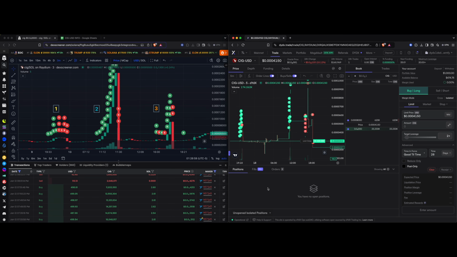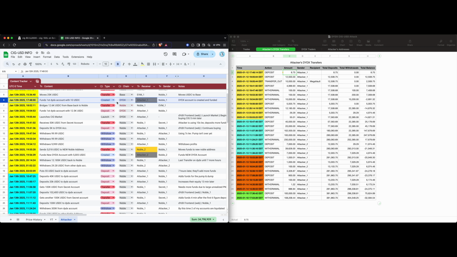Now this is actually where he starts creating his account. He funds his dYdX account, the attacker 1 address right here, with $10, and we could verify this using the dYdX endpoint. As you can see here, he receives it at the same time, $10. If you're wondering why it is only $8.75, it's because when you first create your dYdX account, some of those funds are reserved for fees later on whenever you're creating your subaccounts or launching new markets. So just know that he did in fact receive the $10.